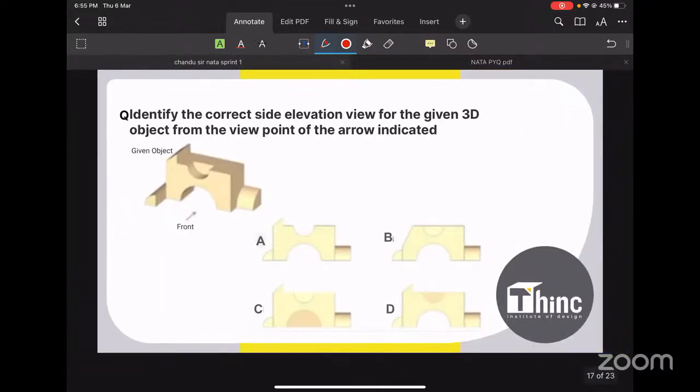Now, view from the direction of the arrow. In the architecture question paper, plenty of questions can be expected from this chapter of projection. Actually, this is an easy chapter, but you can expect plenty of questions. Please note this: if you lose an easy question, it will adversely affect your rank and your score. But if you get a difficult question wrong, it won't do that much harm as the easy one. Clear? I hope you got the idea.